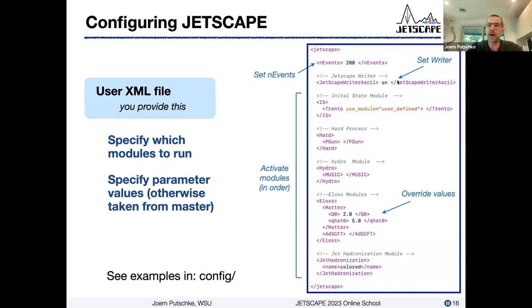There's, however, one aspect which you have to fulfill. So you have to activate and put in the modules in order in your XML file, how they get executed. And of course, reflecting the initial ordering of our heavy ion collisions.